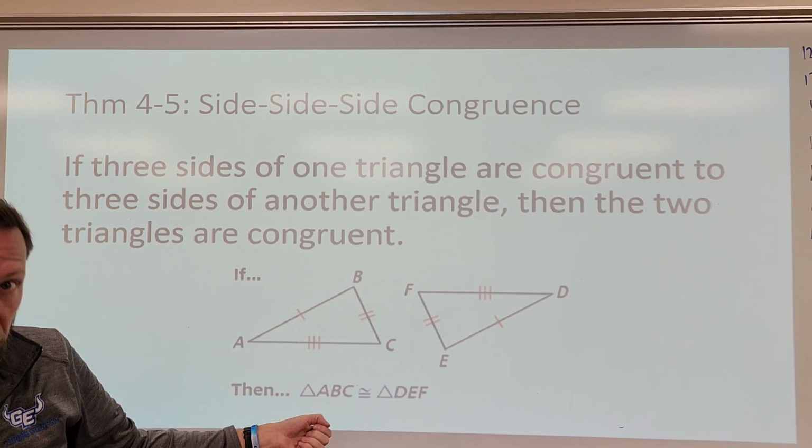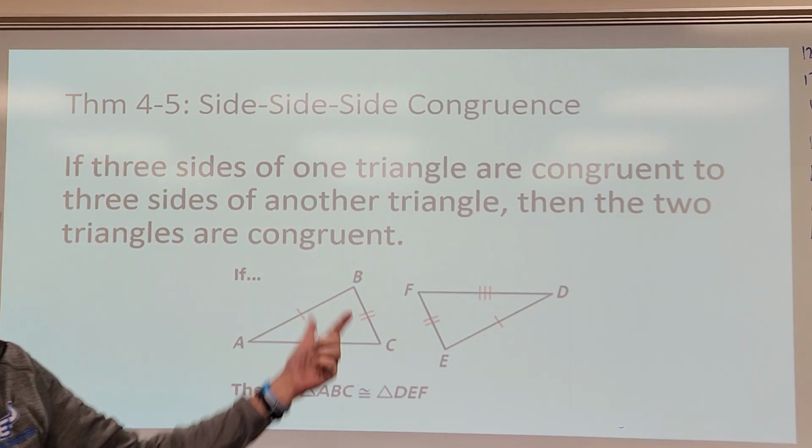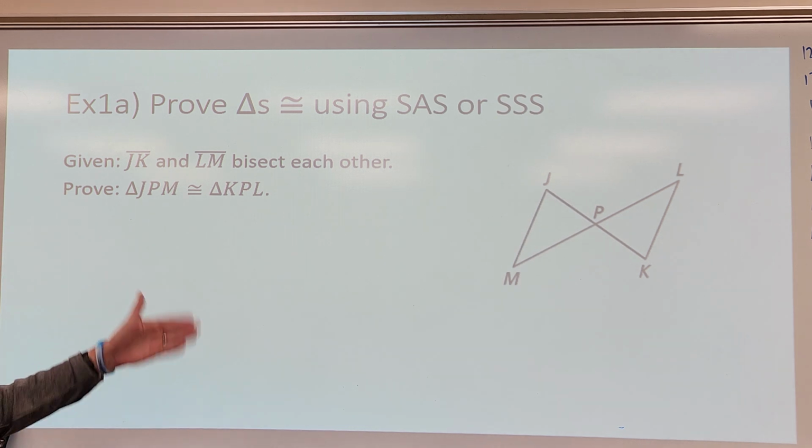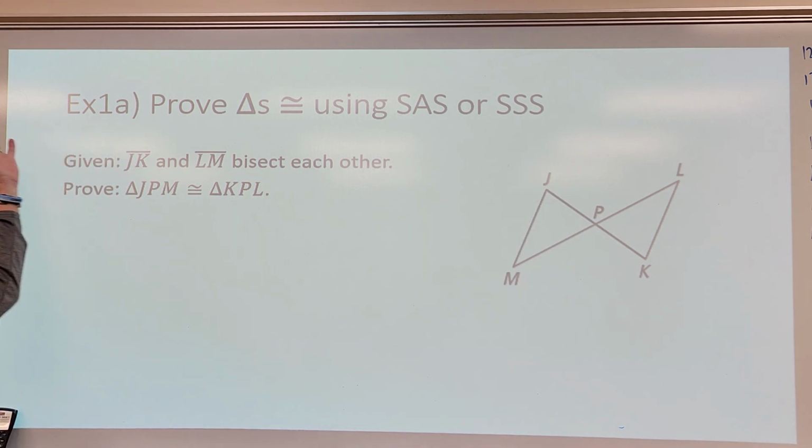That's not given information, but now that I know the triangles are congruent, I can say that those corresponding parts are congruent. So let's go ahead and take a look. Here's a great proof. We're going to prove that these triangles are congruent. We're going to use either side angle side or side side side.